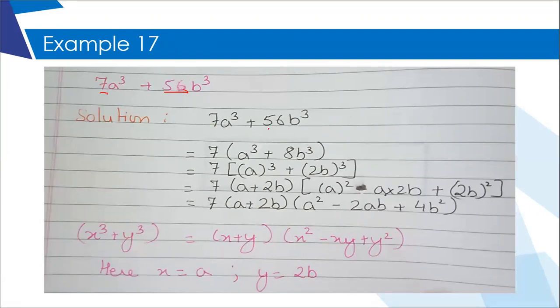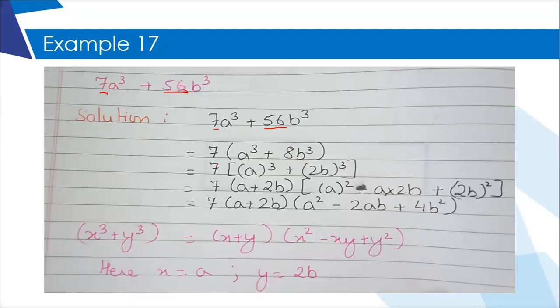What I have done, I have copied the question and then I have taken 7 common from both of them. Both are multiples of 7. So I have taken 7 common. So in the first term only a cube is left and in the second term 8b cube is left because 7 times 8 is 56. Now if you see the individual terms, here it is a cube which is a perfect cube, and here 8 is there which doesn't have a cube, but I know that 8 is a perfect cube of 2. So I have shown that in my next step.